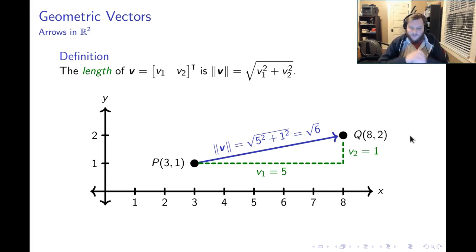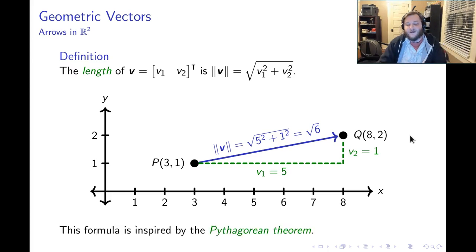And if we look at this figure for a second, we can't help, or at least I can't help, but think of one important theorem that might describe this situation, and that's the Pythagorean theorem. So the idea of the length of an arrow or the length of a vector in 2 dimensions is inspired by the Pythagorean theorem. That's where we're getting our terminology from here and our definition from.